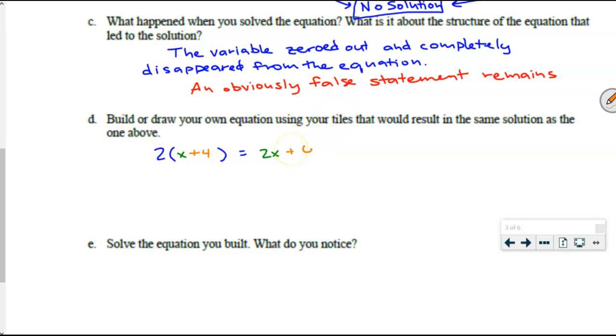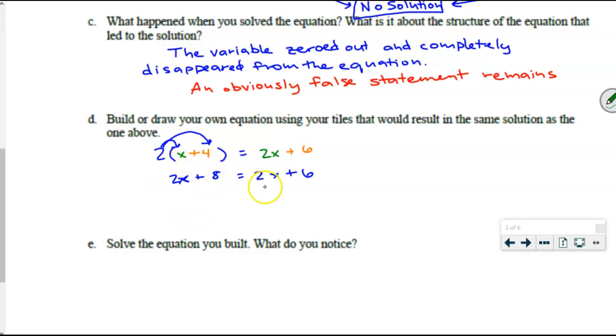I like it. It's disguised. We don't see right out of the gate that this is going to be a no solution because it's not simplified first. So you have to take a step, kind of like we did on that first one. Let's simplify it. When I simplify this, I'm going to see two groups of x is going to leave me with 2x. Two groups of 4 is going to leave me with 8. So I have 2x plus 8 is equal to 2x plus 6. Can you see it already?